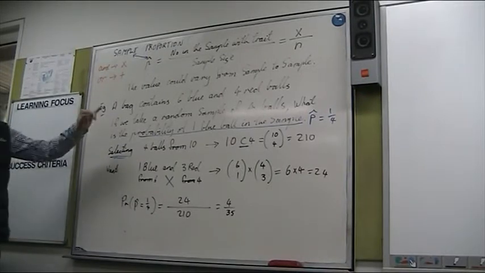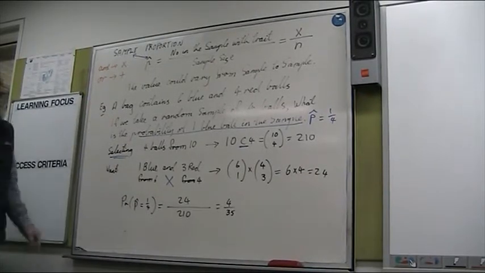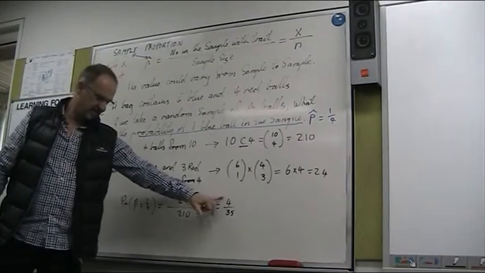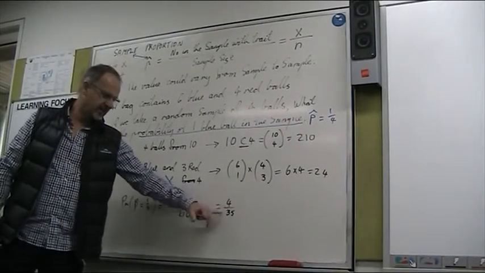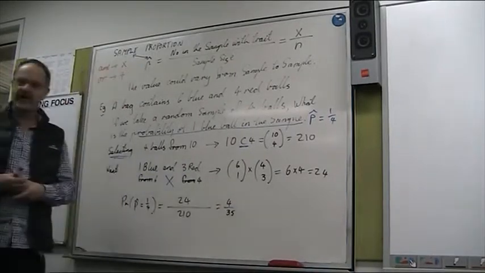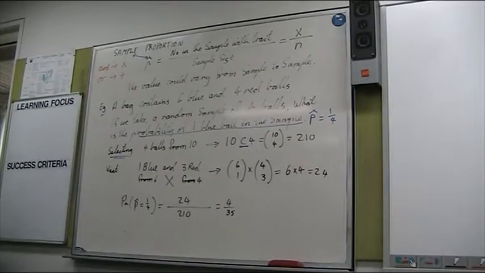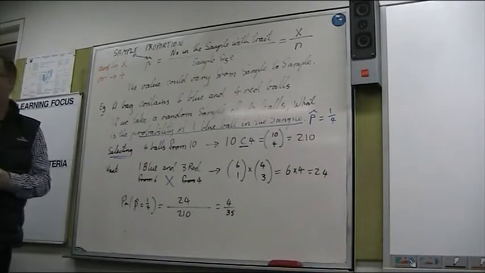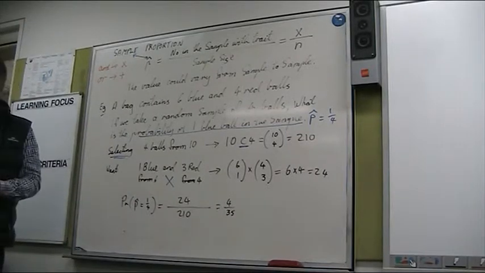So in our sample we want 1 out of the 4. If we do this lots of times, we would find 4 out of 35. If we did it lots of times, 4 out of every 35 times, we would get 1 blue ball in the sample.